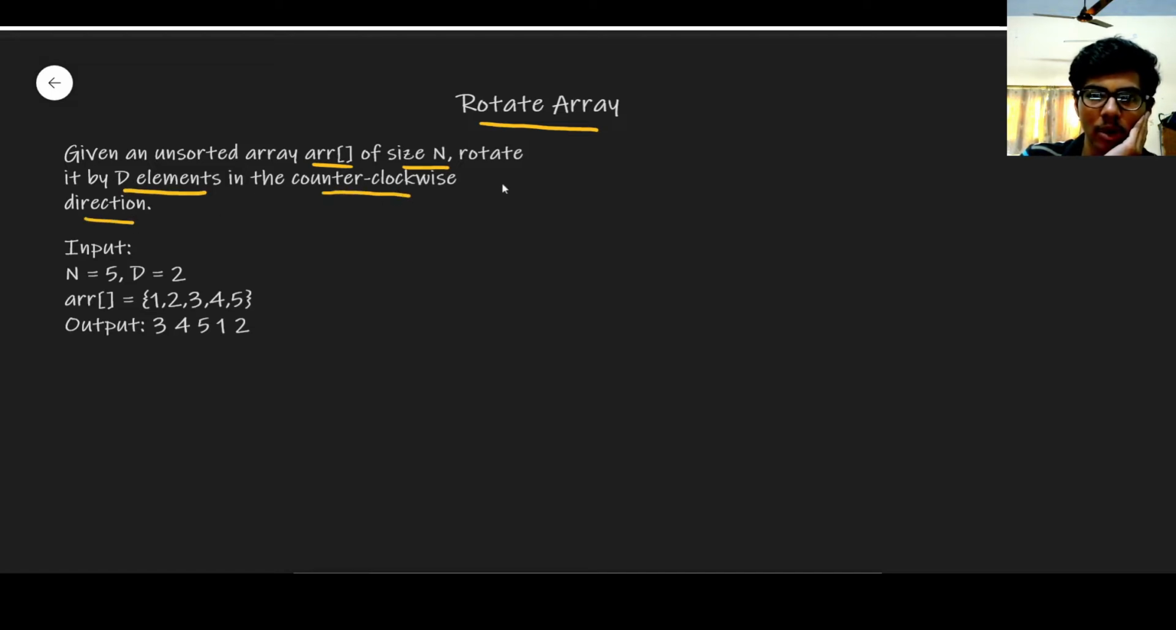So we are given an array which has a size of length n, and what do we have to do? We are given a d, and we have to rotate the array in the counterclockwise direction by d elements.